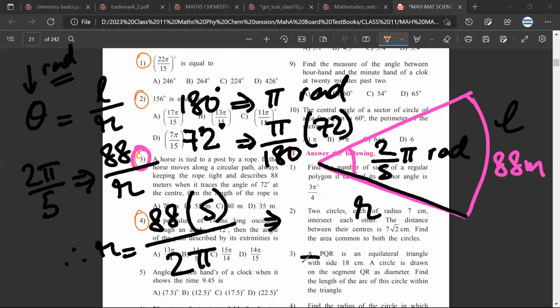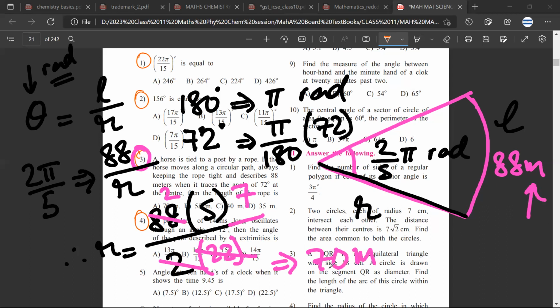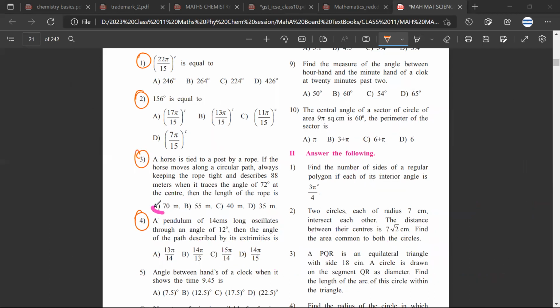So what is the answer that you got? 70. Because pi is equal to 22 by 7, so 88 times 5 upon 2 times 22 by 7 is equal to 70. The units are in meters, therefore this would be equal to 70 meters. So 70 meters is the correct answer. Any doubt in this one? No. Okay, great.